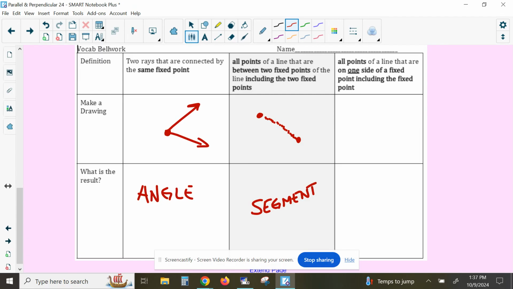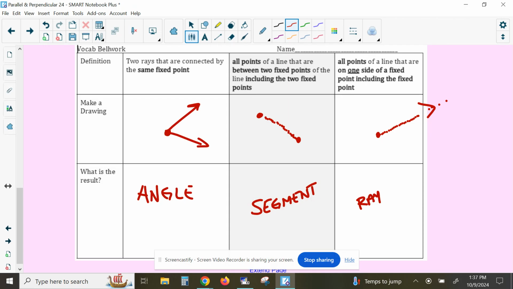The third one says, all the points of a line that are on one side of a fixed point, including the fixed point. So what do you need to draw? A point. Now you need all the points on one side of it. Doesn't matter what side you go on. All the points on one side, forever. What are you going to end up drawing? That is a ray, right? Because it's going to keep going. So this is a ray.